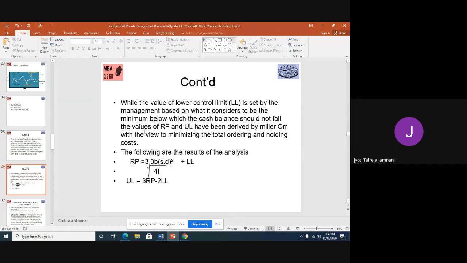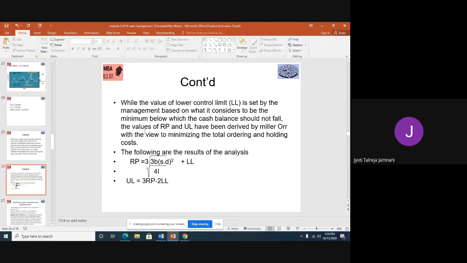For some other company, the minimum can be 50,000. For somebody else, it can be 10,000. And a few people may not keep a minimum at all. That means when the cash touches zero, then I will sell securities and get other money. So the minimum balance, we have no control. The lower limit is to be decided by the management. So while solving sums, the lower limit will always be given to you because you cannot calculate or find it.